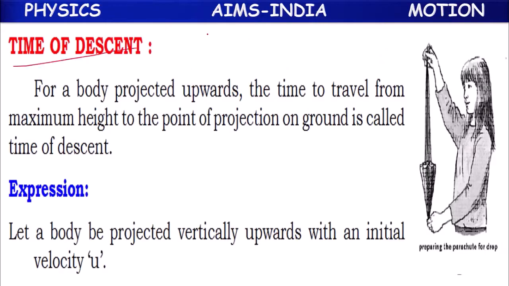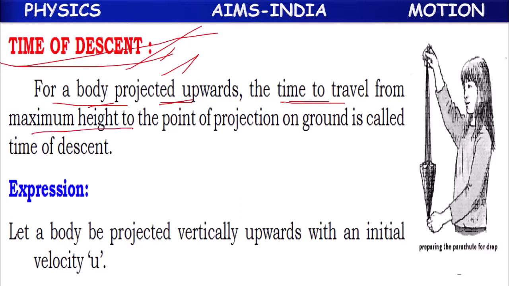Next, one more quantity we have: time of descent. For a body projected upwards, the time taken to travel from maximum height to the point of projection, or the ground, is called time of descent. Means from this point, this point we threw it up.